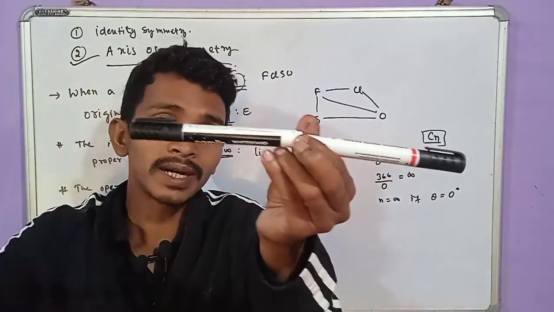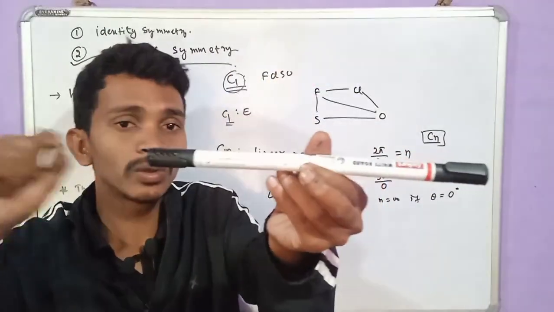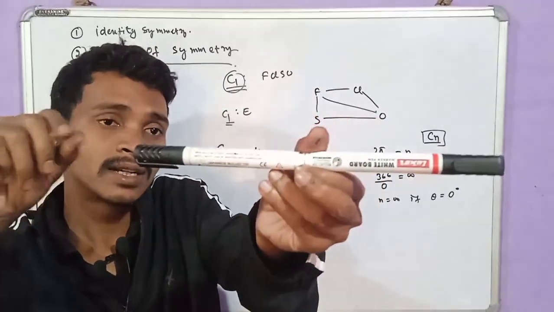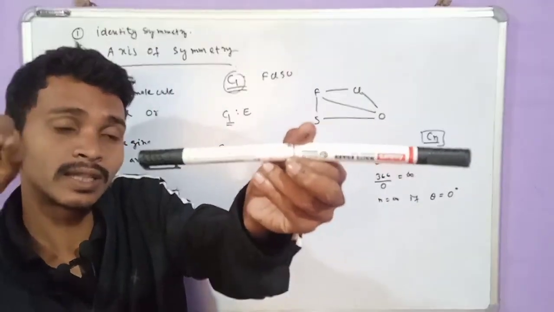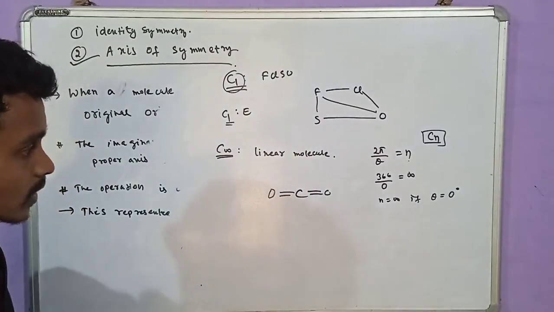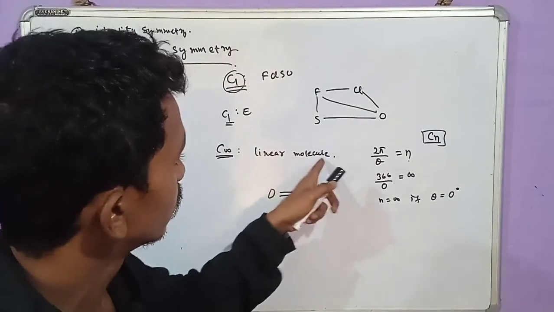Okay, so whenever you pass the thread, it will completely cut the whole molecule, because the whole molecule lies in the thread itself. So in this case, for rotating by theta around the thread, we need 0 degree. Okay, so the molecules needed for this type of C infinity are linear molecules.